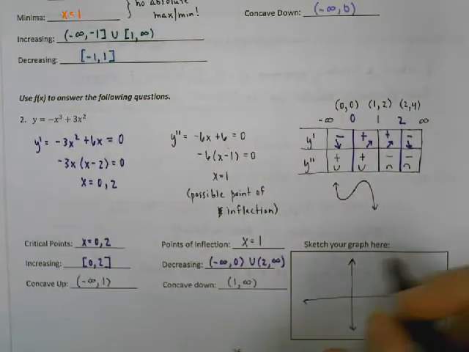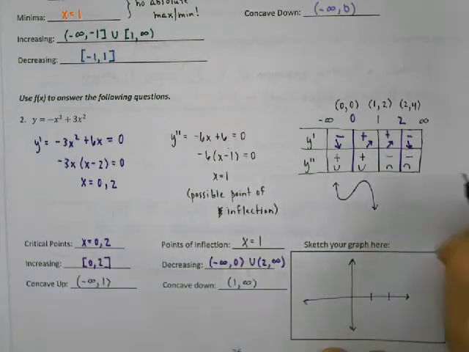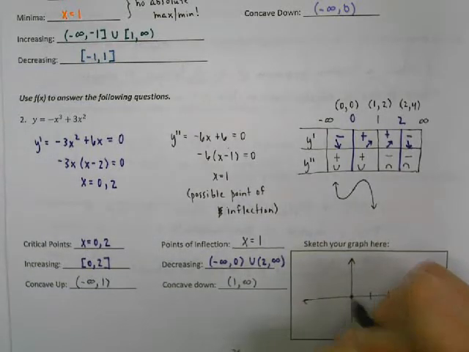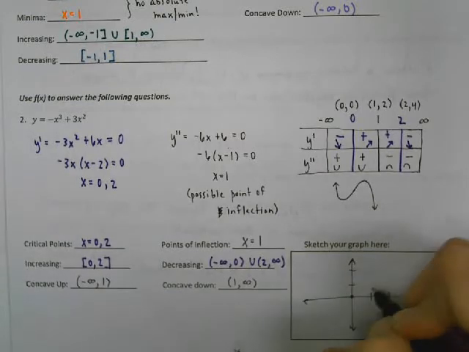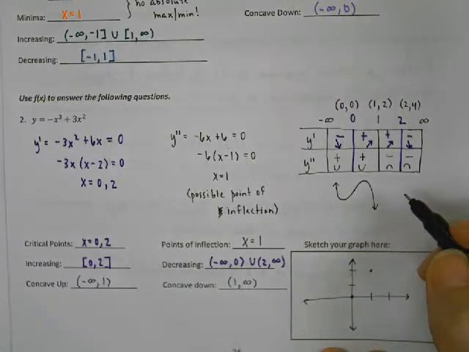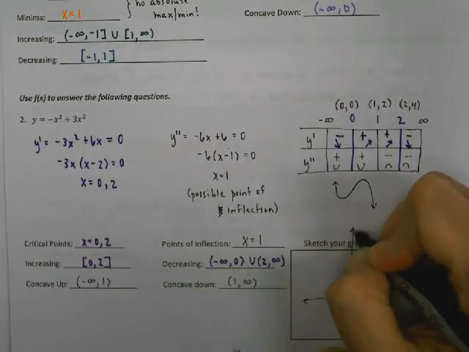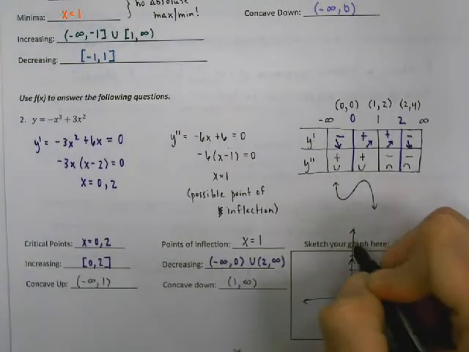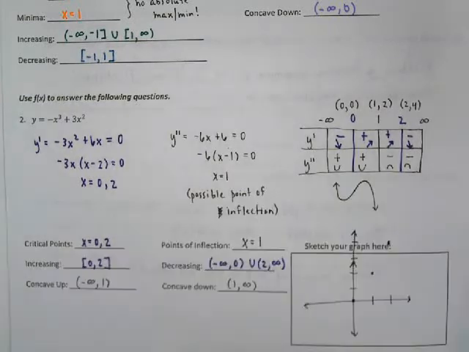My x, I guess I could have ignored the negatives there. I have 0, and then 1, and 2. I know at 0, my point is (0, 0). At 1, it's (1, 2). And then 2, I should have left myself a lot more room here. Sorry about that. We're just going to go up. Here's 4, and here's my (0, 4).